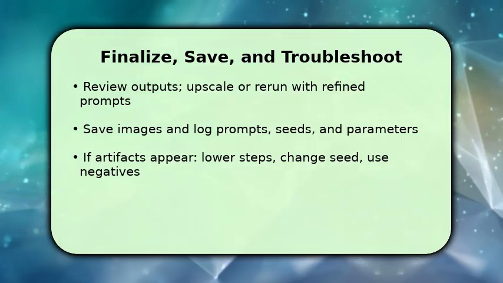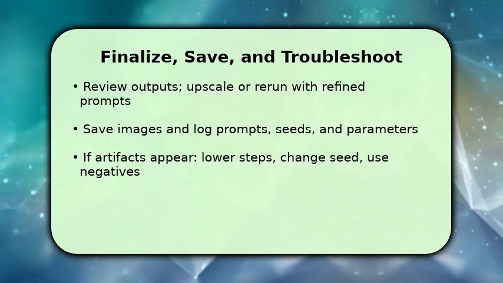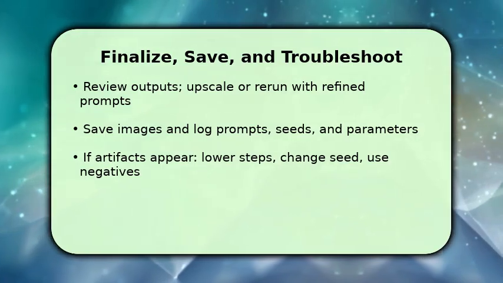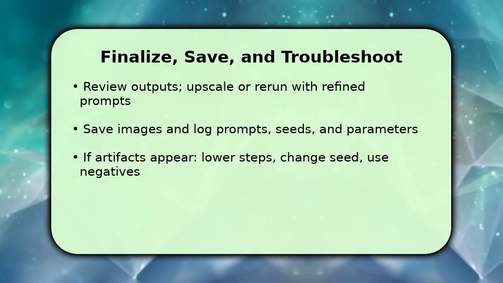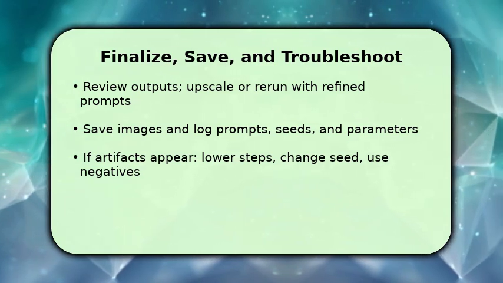If things go wrong, such as unexpected artifacts or emptiness, try reducing diffusion steps, changing the seed, or tightening negative prompts. Those adjustments usually resolve quality issues.